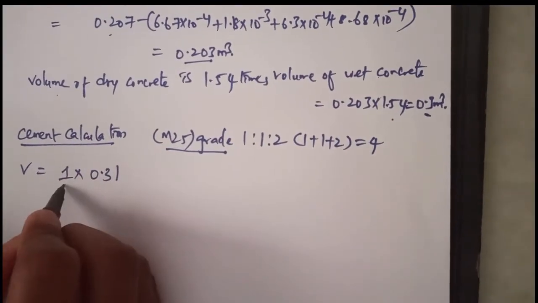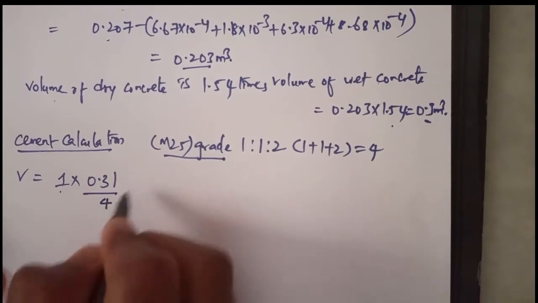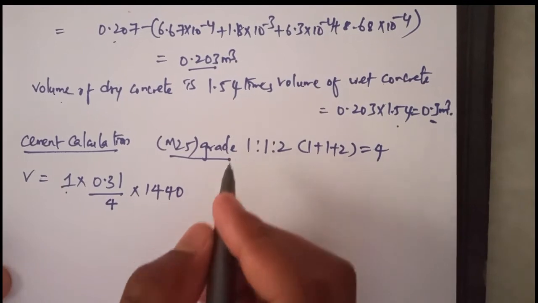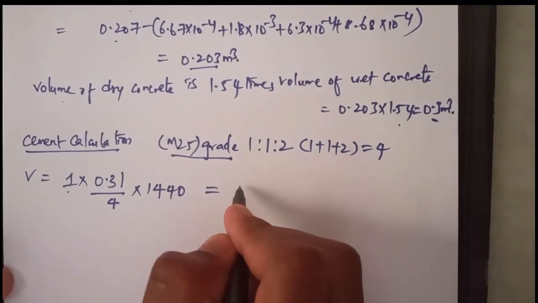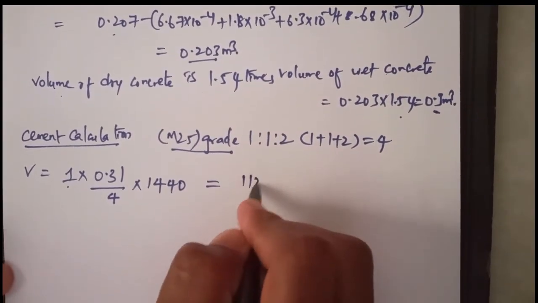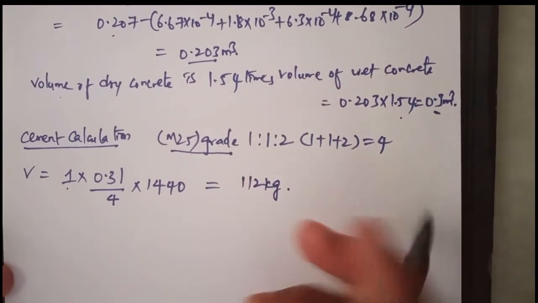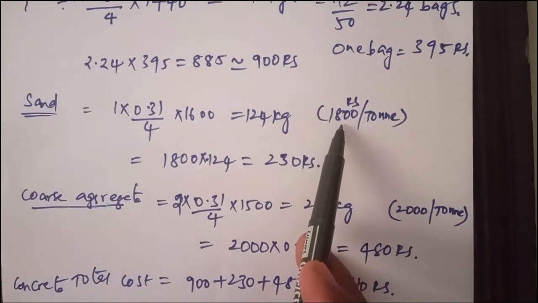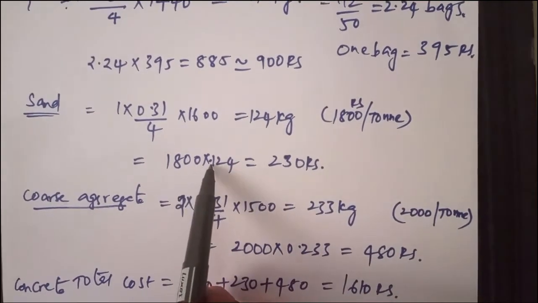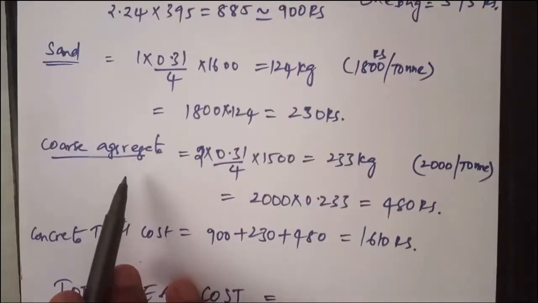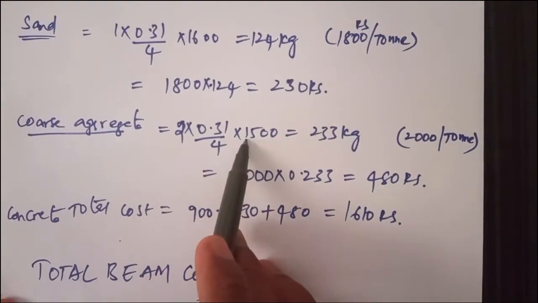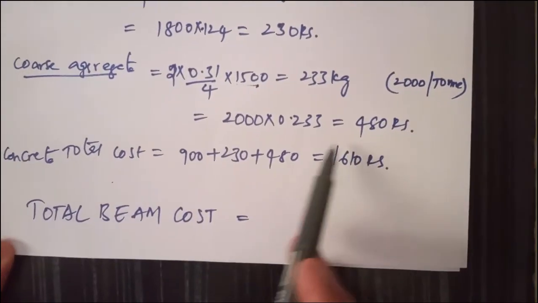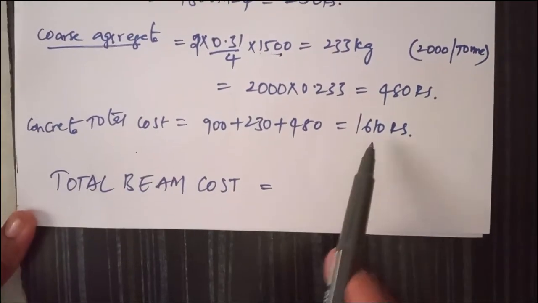Here I considered M25 grade concrete, 1:1:2, 1 plus 1 plus 2 is equal to 4. Then the quantity of cement required is 0.31 by 4 into 1440, which is the density of the cement. Then you get 112 kg, divided by 50, you get 2.24 bags, and into 395 you get 900 rupees, the cement cost. Then sand density is 1600 and 1800 rupees per ton. Then coarse aggregate 1500 density, 2000 rupees per ton. Then the total cost of the concrete you get is 1610 rupees.